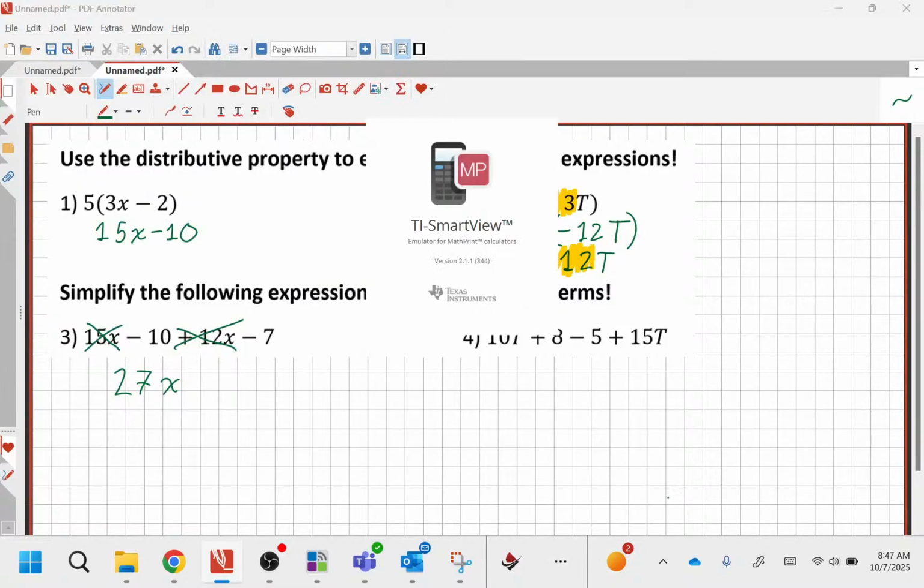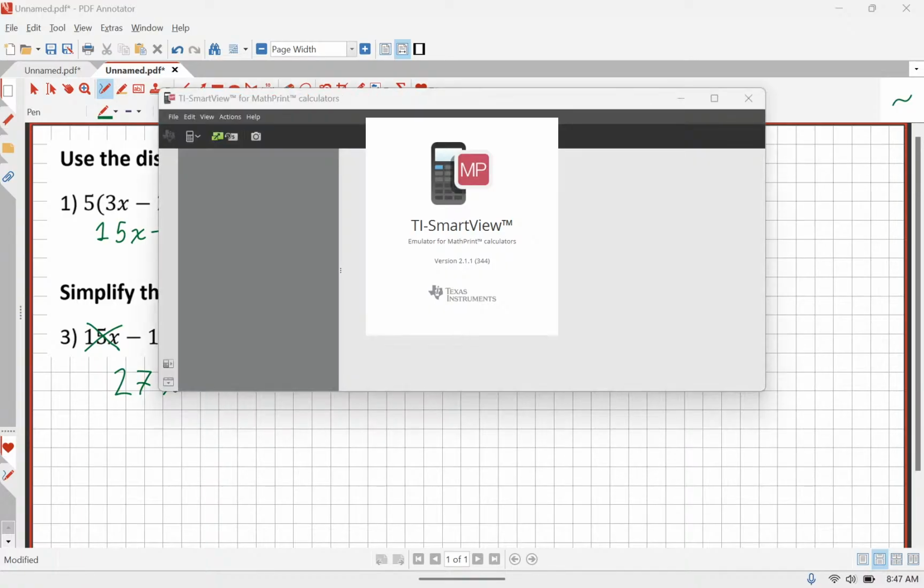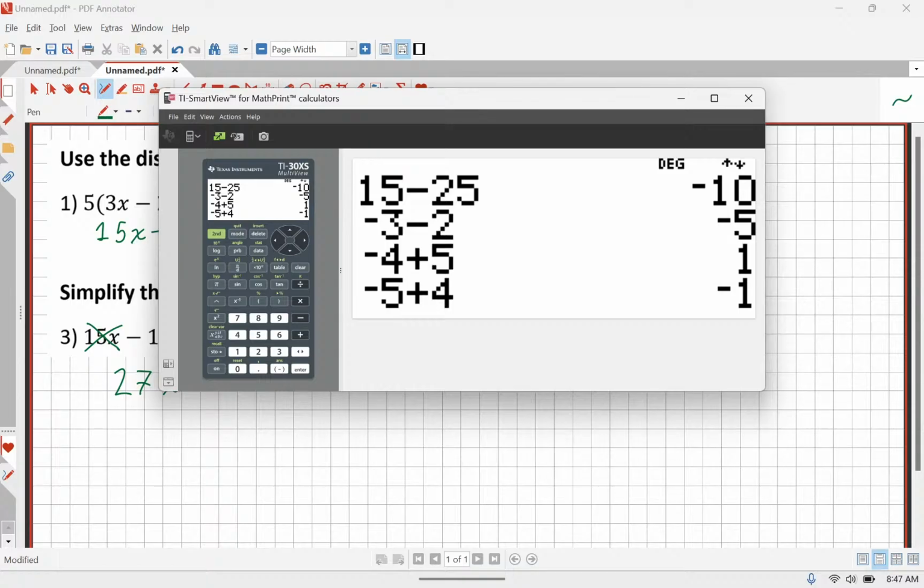Where is my calculator? There it is. Okay. TI SmartView, emulator software for the TI-30X and TI-34 MultiView calculators, Texas Instruments, validating software license.